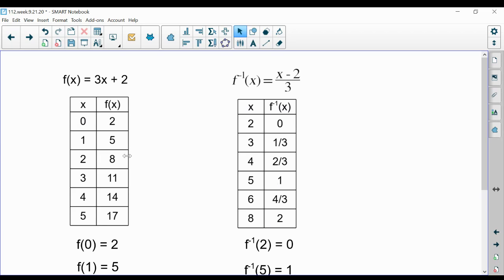And if I were to put in 1/3 over here, imagine 1/3 of the domain. Well, 3 times a third is 1, and 1 plus 2 is 3. So if I put in a third into x, the result would be 3. Look over here. When 3 is the domain, 1/3 is the result.